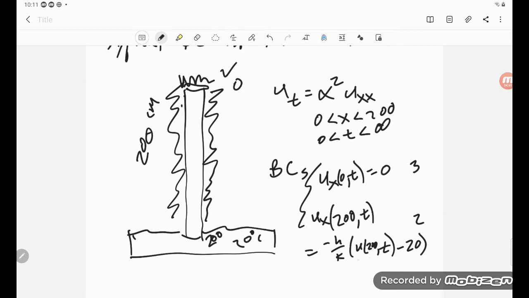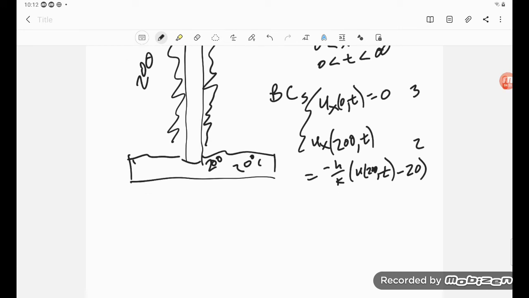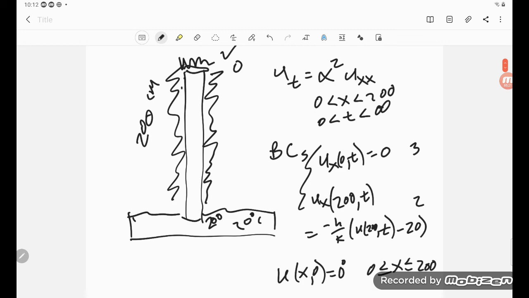My parentheses all right. So, okay. And so we've got a type 3 boundary condition at one end and a type 2 boundary condition at the other end. Okay, so that is a model that would describe this particular heat flow problem.